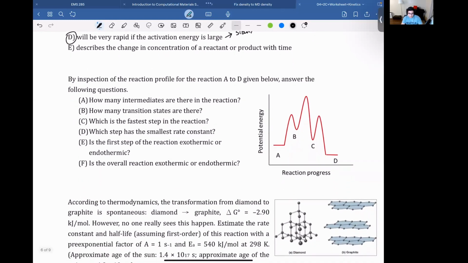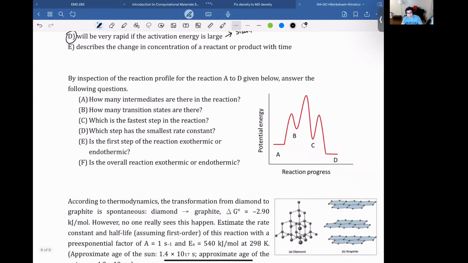Next, it says, by inspection of the reaction profile for the reaction A to D given below, answer the following questions. How many intermediates are there in the reaction? How many transition states are there in the reaction? Okay, so we'll just go one at a time.